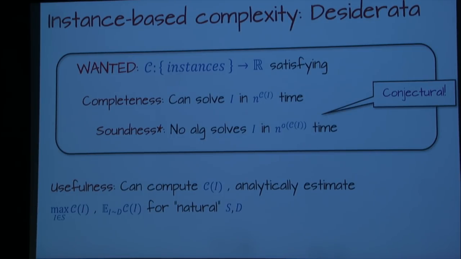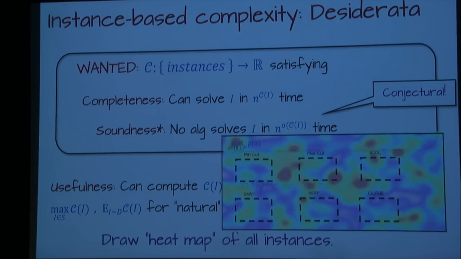That's why this talk asks whether there can be an instance-based theory, and why it's not trivial to come up with a theory like that. For worst-case complexity, there is a very natural way to define what complexity means, because you enumerate over all algorithms. But here it's a little bit more subtle. What I would like is to draw kind of a heat map.